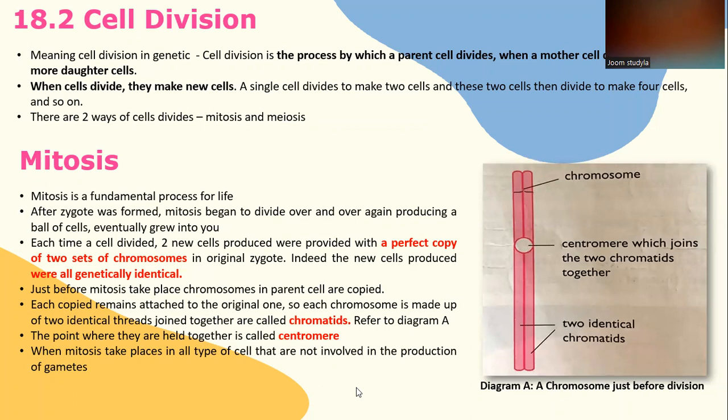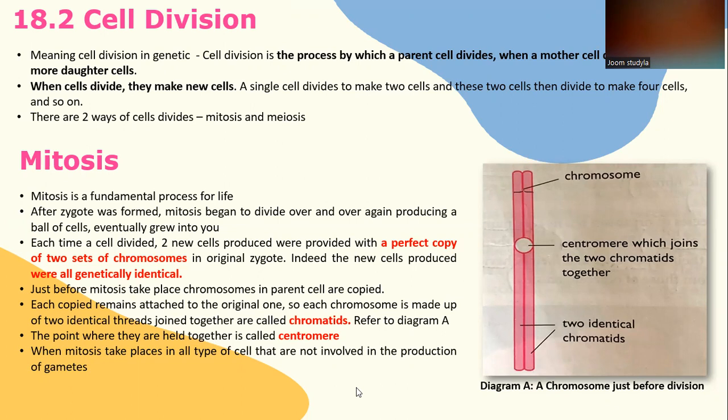After the zygote was formed, mitosis began to divide it over and over again, producing a ball of cells that eventually grew into you. Each time a cell divided, the two new cells produced were provided with a perfect copy of the two sets of chromosomes in the original zygote. Indeed, the new cells produced were all genetically identical.